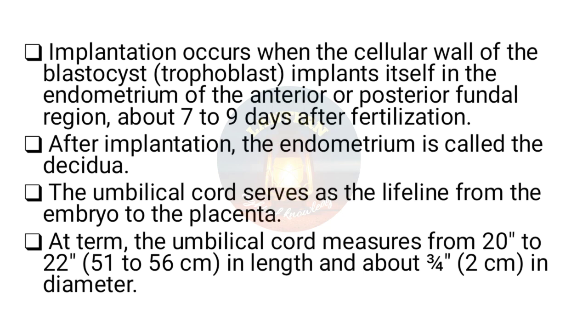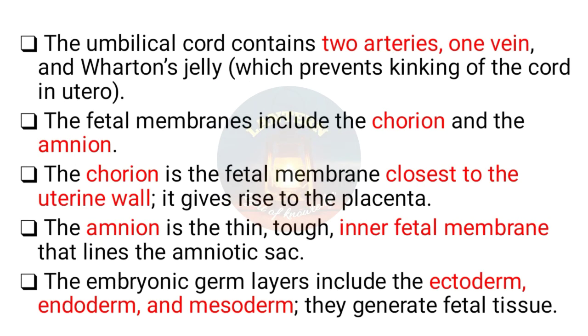At term, the umbilical cord measures about 20 to 22 inches, that is 51 to 56 centimeters in length, and about 3/4 inch, that is 2 centimeters, in diameter. The umbilical cord contains 2 arteries and 1 vein and Wharton's jelly, which prevents kinking of the cord in utero.